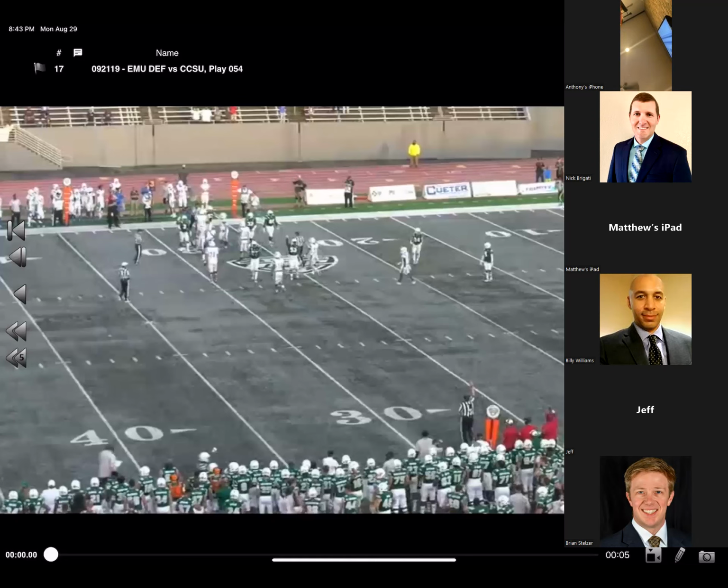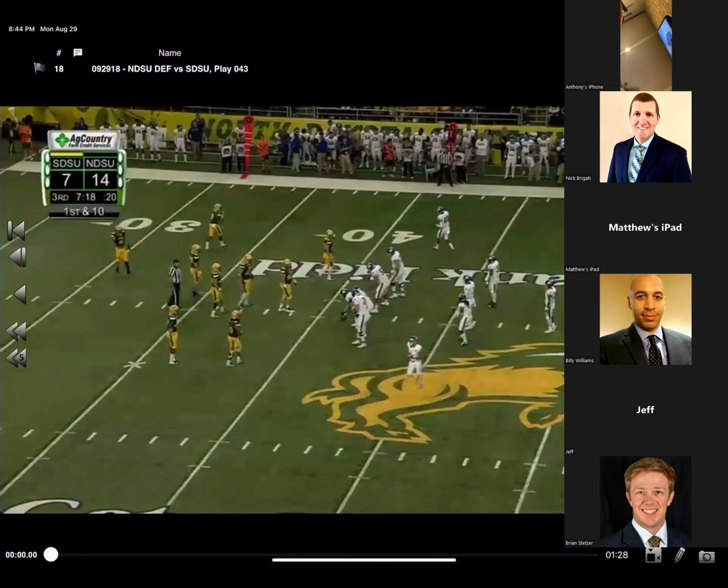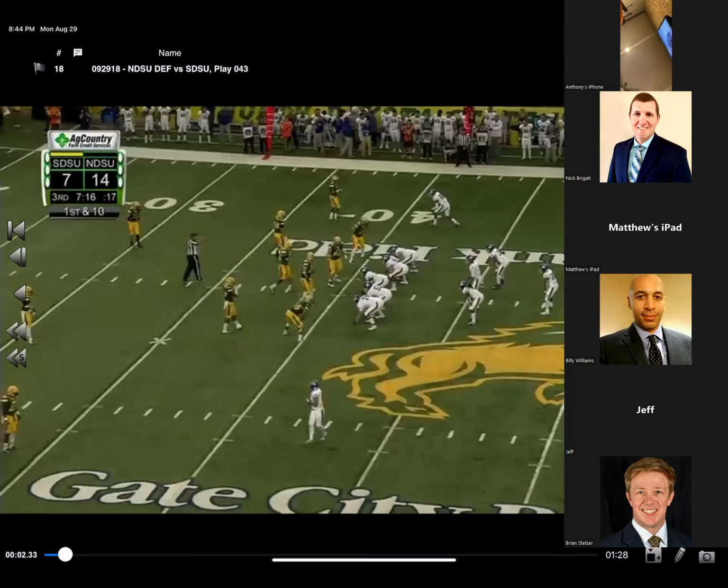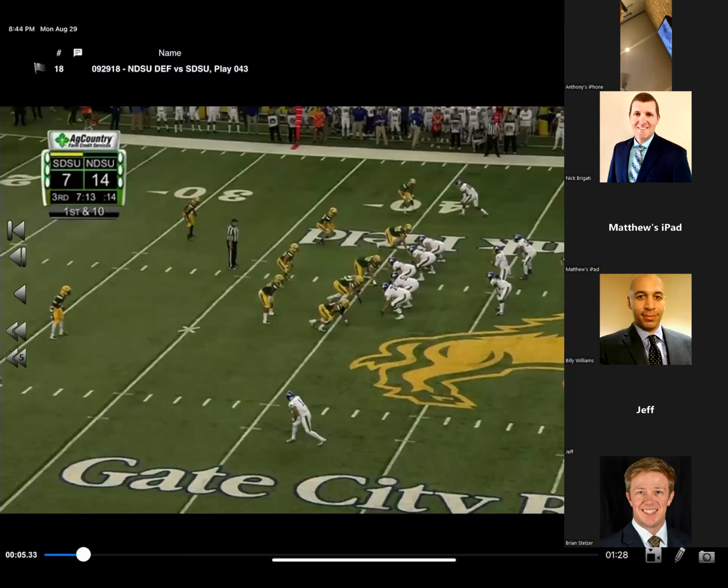This one here, same thing, passer stepping out of bounds. And this one creates even more confusion. Ruling on the field, the quarterback's out of bounds. Incomplete pass.